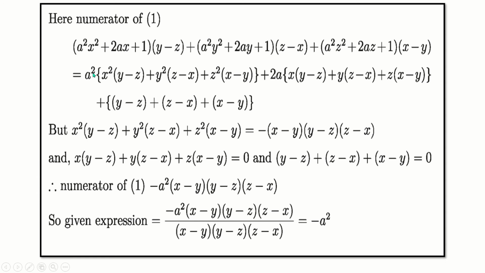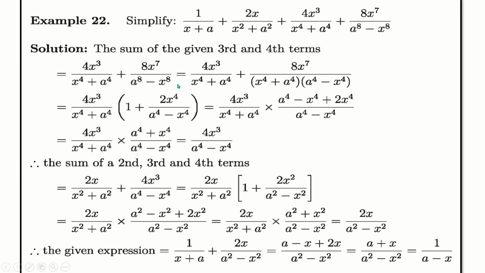Okay, therefore the given expression will be a square into minus (x minus y) into (y minus z) into (z minus x) divided by (x minus y) into (y minus z) into (z minus x). So this cuts and we get minus a square. This is the required answer. Clear? So by using this process you can easily solve related math.